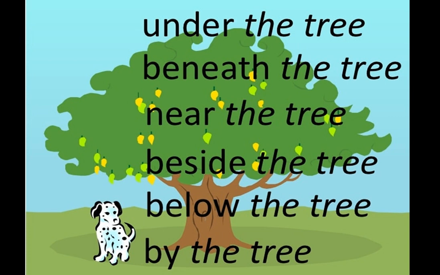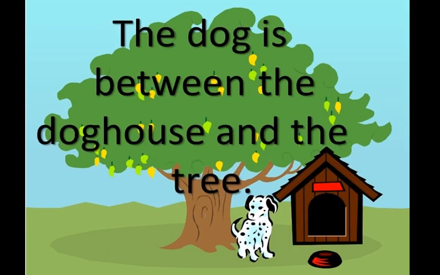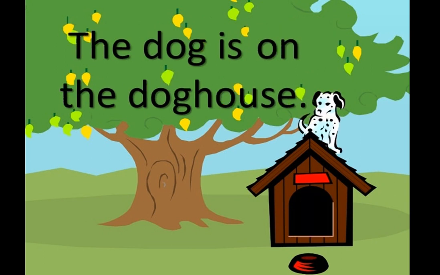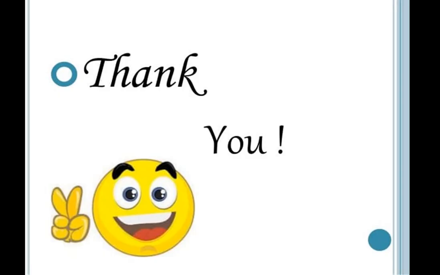So you can see in the picture a tree is there and a dog is there. So what all prepositions can you use over here? Dog is under the tree, beneath the tree, near the tree, beside the tree, below the tree or by the tree. Any of it you can use. The dog is between the dog house and the tree. The dog is inside the dog house. The dog is on the dog house.